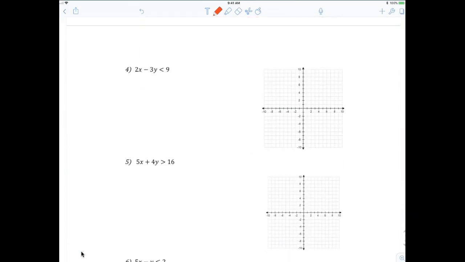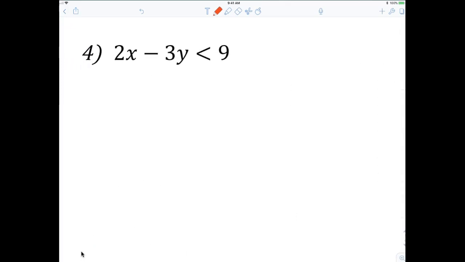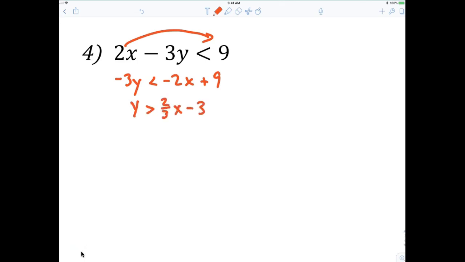Now I just started making it harder. The reason is it's just a matter of solving for y equals. So here we go. Look at number four. Let's go ahead and move the 2x. You can move it to 3 if you want. But negative 3y is less than negative 2x plus 9. Anybody have any issue with that? And now we divide by what? Negative 3. And when you divide by a negative, you have to do what? Signs change. So y is greater than 2/3 x minus 3. Anybody have any questions with that? Come on, what?